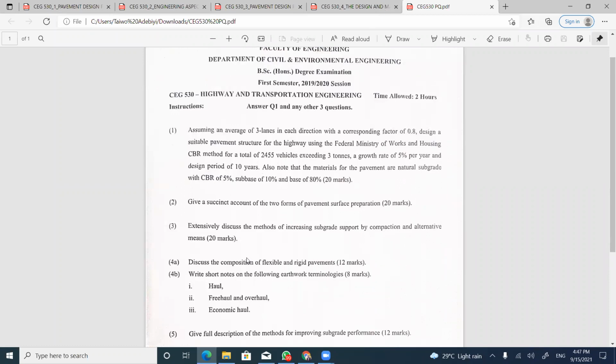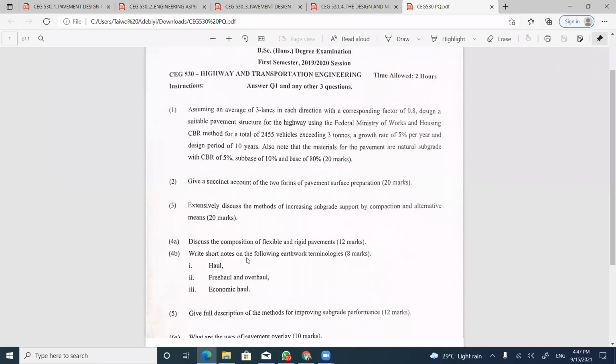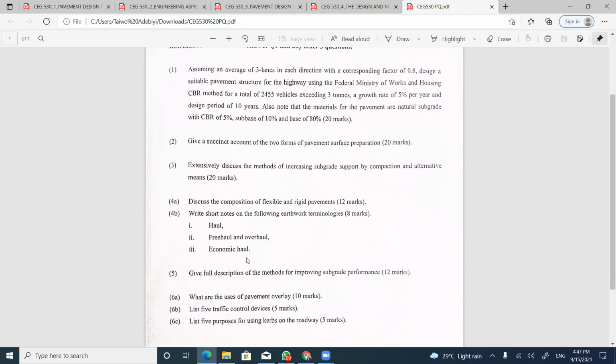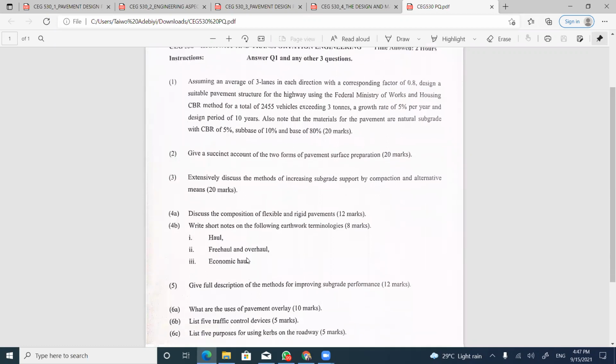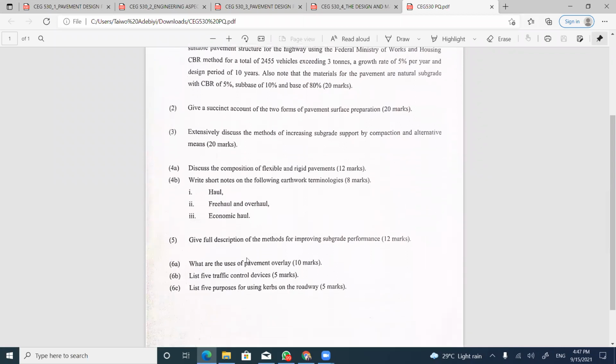So he took this course before. He shared this one yesterday night. So questions 1 and 2 already cover CBR and page 1 to 7. Then discuss the method of increasing subgrade by compaction. Like I said, I told you guys, it's going to be 6 questions, answer 4, and he has told us what to read. I don't know whether this subgrade is under the pavement. I've not read the material, but I hope he's going to cover that.